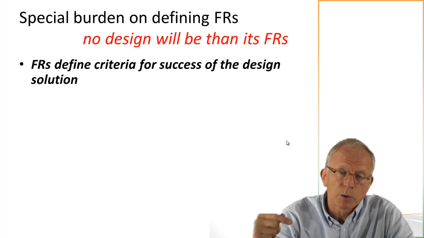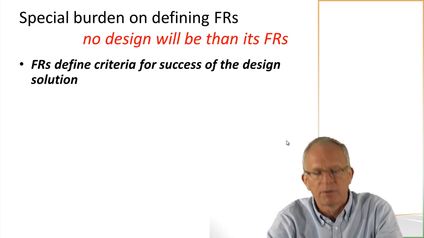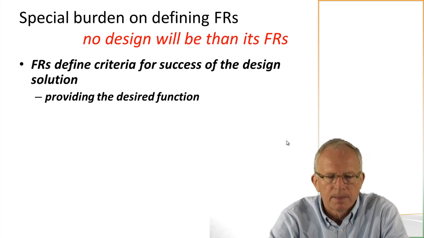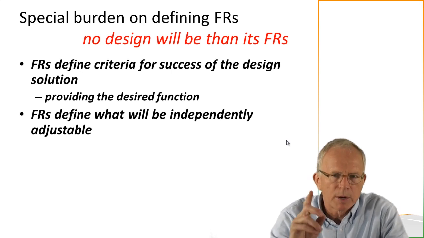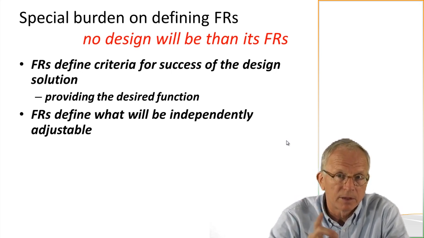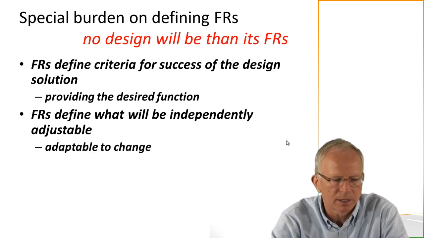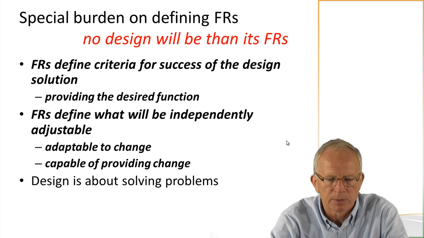Now the FRs also are defining the criteria for success. So we're going to see if we succeeded in design if we can fulfill the FRs. So these provide the desired function. So the FRs are what needs to be independently adjustable. Remember, one of the key things is to maintain the independence of the functional requirements. So the FRs must be adjustable independently so we can adapt to change. And they have to be capable of providing that kind of change. So this is what makes it adjustable and controllable.